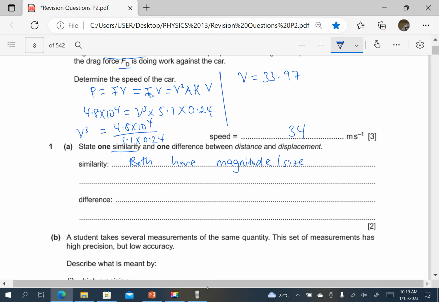But then the difference: we know that distance is a scalar, displacement is a vector. Distance is a scalar, or you could say it does not have direction, or does not consider direction. And then displacement is a vector.